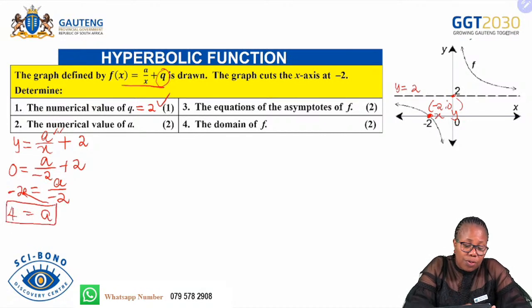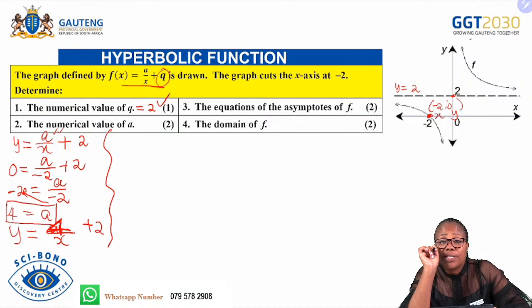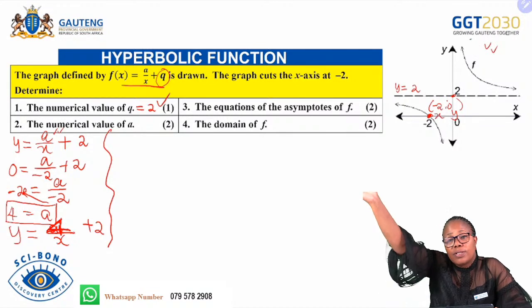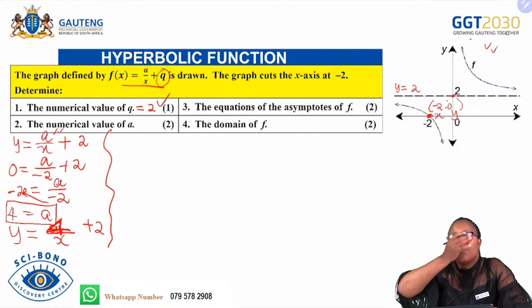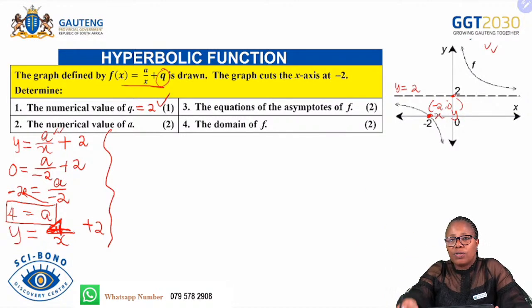Okay, so this equation is actually y equal to the real equation. So a is equal to 4, that will be 4 over x, and then plus 2. That is our actual equation of that hyperbola function. Okay, as we can see, our a is positive. It matches the diagram because it is in quadrant 1 and 3. Okay, always check your calculations. Does it relate to your graph correctly or not?